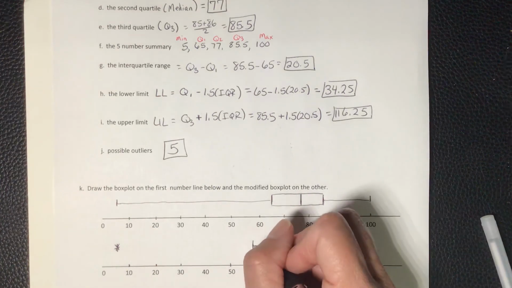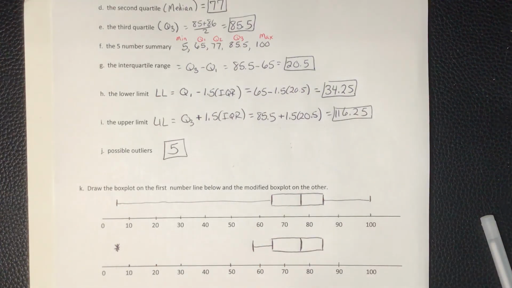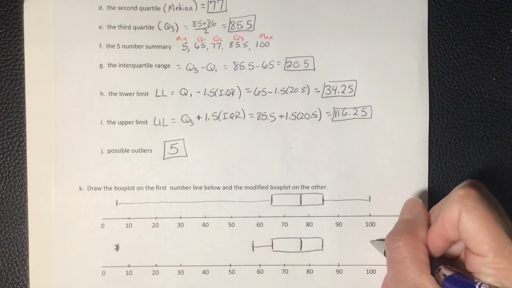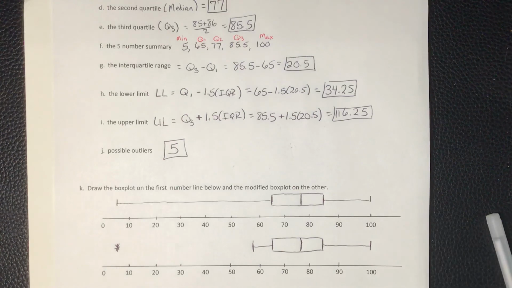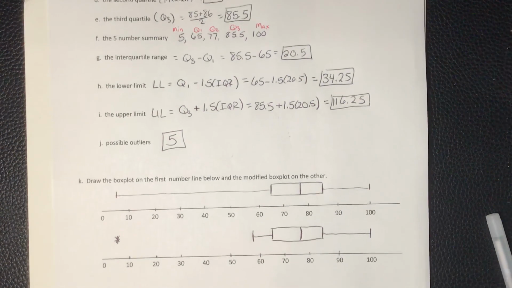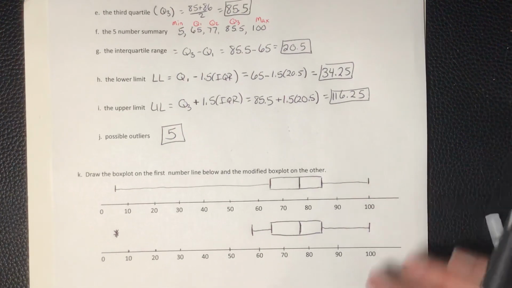But notice how much shorter this whisker is. That's because I took out the outlier, and I can see there's no scores between 5 and 58. Now I didn't have an outlier on the upper limit, so that stays 100, and that whisker stays exactly the same. All right, so there's your box plot and then your modified box plot.